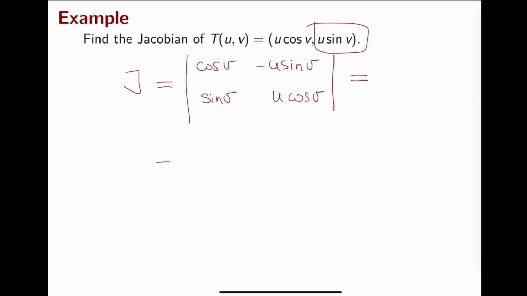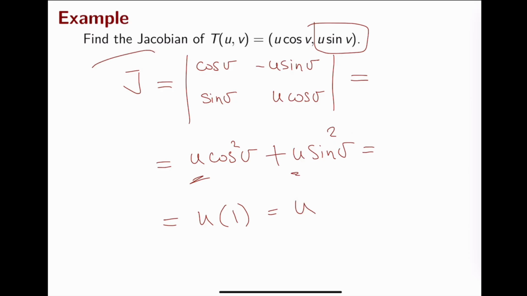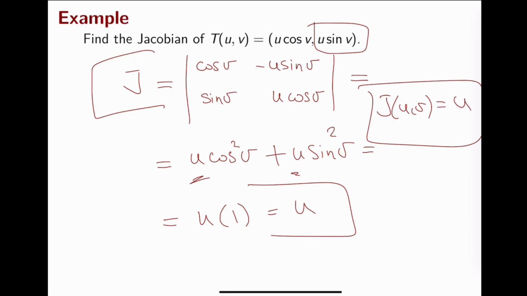And now we calculate the determinant of this, which is the multiplication of these two, u cosine square of v, minus the multiplication of the other two, that is minus u sine square of v. And so now we have u as a common factor. This is u times cosine square of v plus sine square of v, which is 1, and so this is just u. So the Jacobian of our change is just u. We can say J, that depends on u and v, in this case is equal to u.